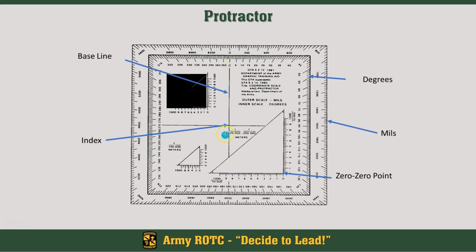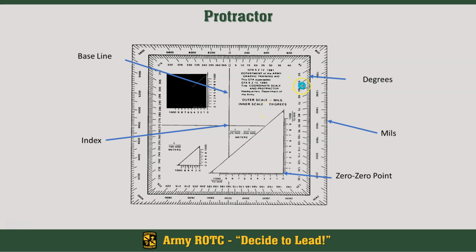And then this up-down vertical line is called your baseline. Then you have multiple triangles, depending on what your protractor looks like. You should have 3 different triangles that work with different scales on a map. For this one, all 3 of the triangles have points like this, which are 0, 0. That's called your 0, 0 point, and that's important to remember when you're starting to plot grids on a map.